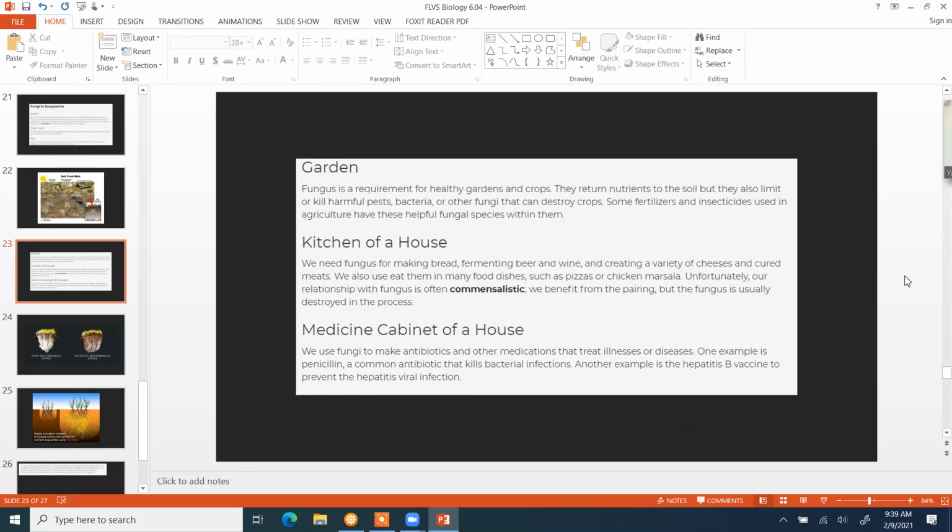Okay. Also, it's pointing out over here, second of all, the kitchen of a house. People use fungi to make all kinds of foods. People use yeast, for example, to make bread and all kinds of other things. We talked about antibiotics before. Some fungi make different chemicals that are useful to kill bacteria. So there are some antibiotics that are made from the chemicals that are released by fungi.